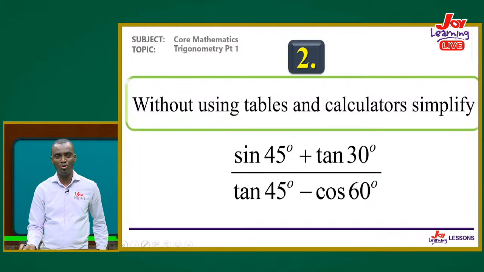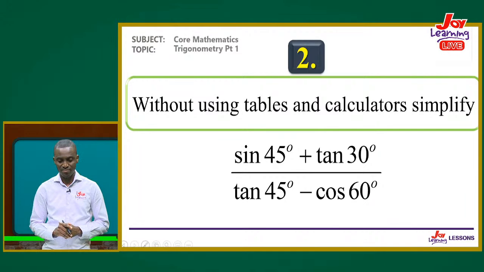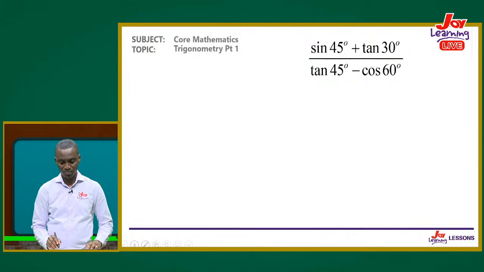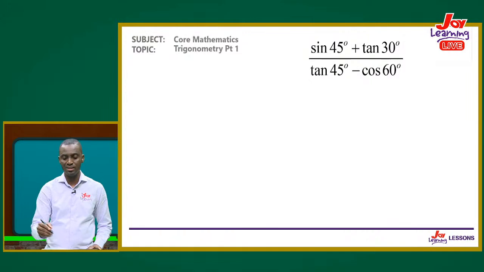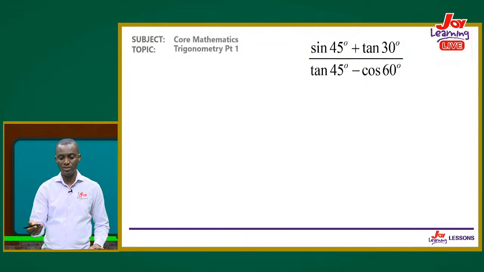Okay. Now, if I have this question here, without using tables and calculators, simplify this. This was a pure past question I picked. How will you do this without using tables, without using calculators? So let's try this together and see. Because I'm not using tables and calculators, I'll first show how I'm going to get sine 45, tan 30, cos 45, tan 45, and then cos 60.